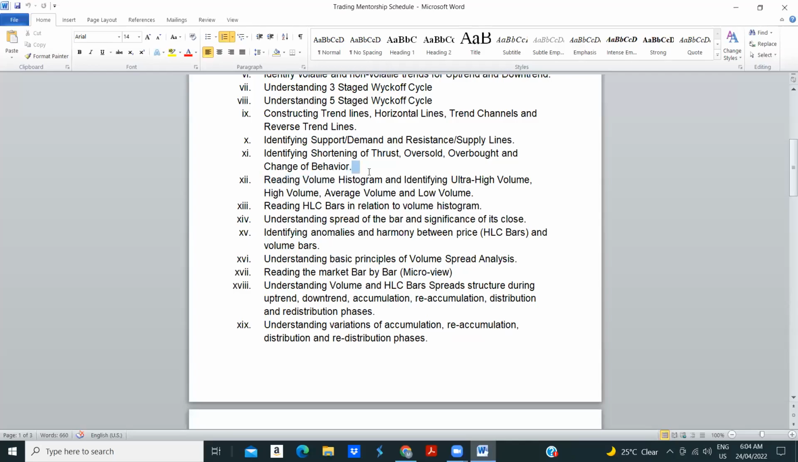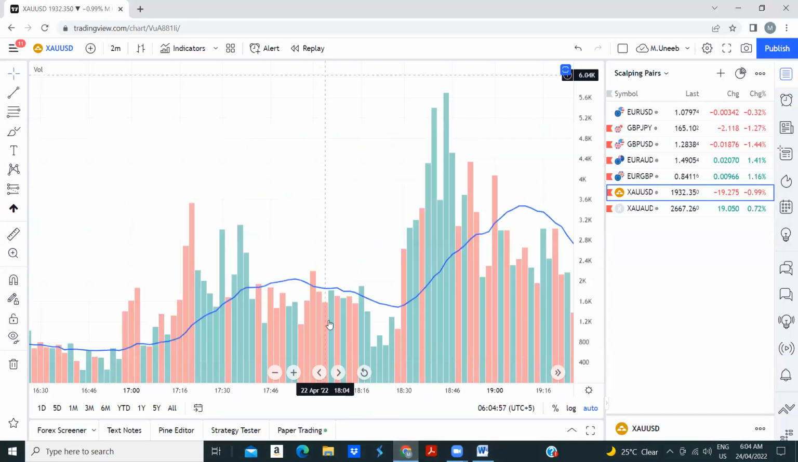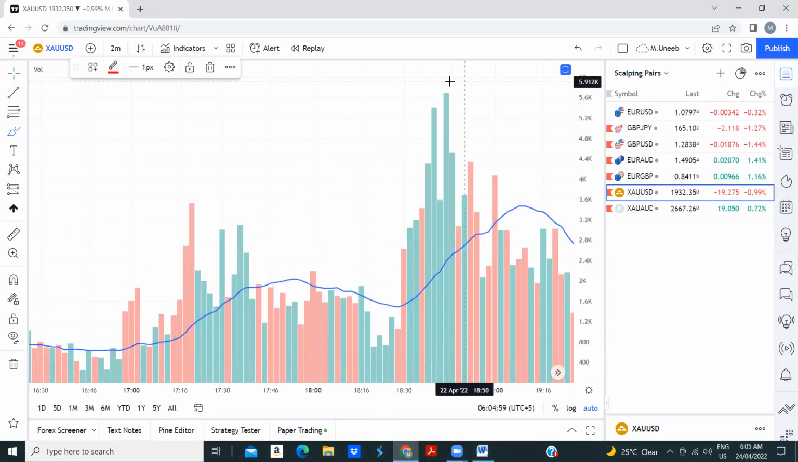Okay, reading volume histogram, identifying ultra high volume, high volume. I think you know about this. Do you know how to do it? Yeah, I told you before as well. These are the ultra high volume. Anything lower than this moving average is actually low volume. Anything touching this moving average is average volume.